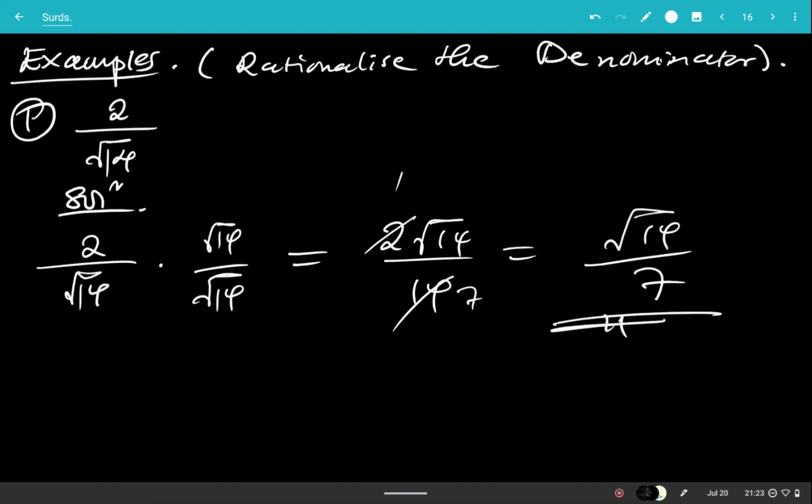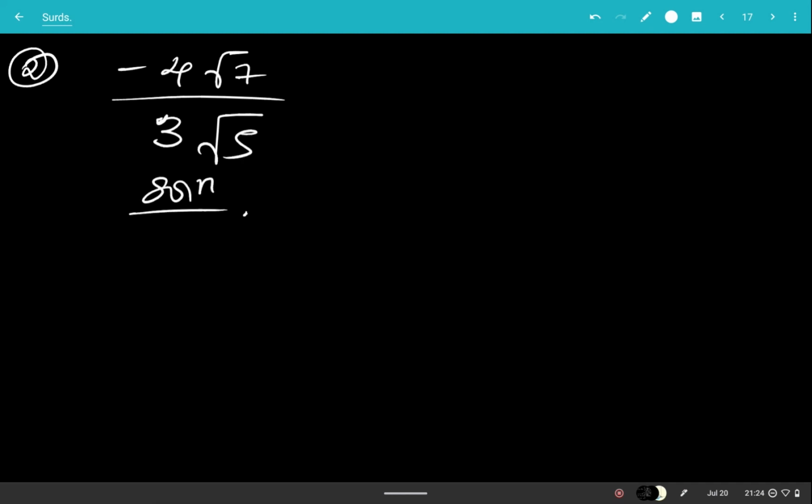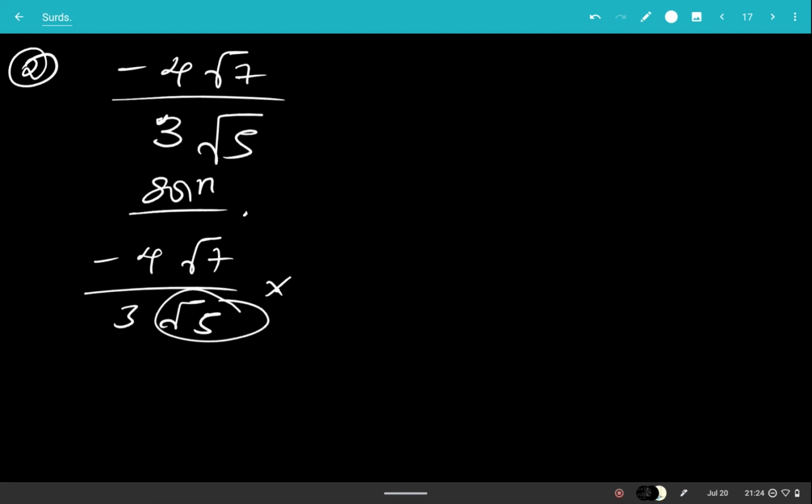Now, this is how you have to go about it. At times, I might make it a bit tricky and give you something of this nature. Let's say you have minus 4 root 7 over 3 root 5. All you have to do is apply the same knowledge. You have minus 4 root 7 over 3 root 5. Multiply the top and the bottom by the bottom value that you have. You can get just the root, or you can get the 3 and the root 5. But it's best to just get the root because you just want to eliminate the root that's present there.